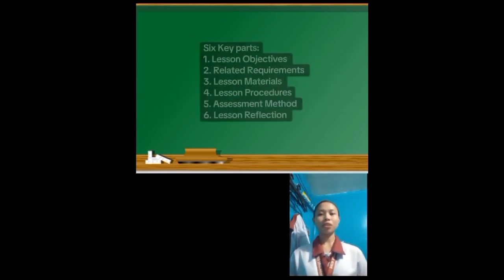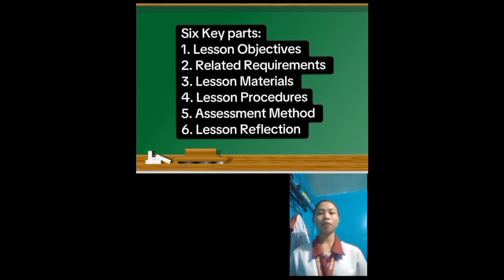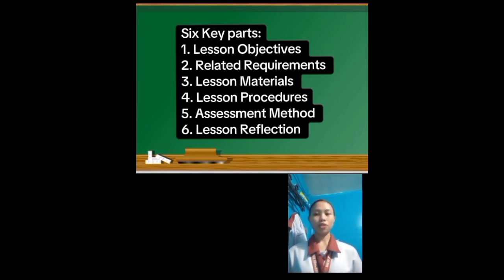So here are the most effective lesson plans. We have the six key parts. First, lesson objectives. Second, related requirements. Third, lesson materials. Fourth, lesson procedure. Fifth, assessment method. And sixth, lesson reflection. Because each part of a lesson plays a role in the learning experience of your students, it is important to approach them with a clear plan in mind.